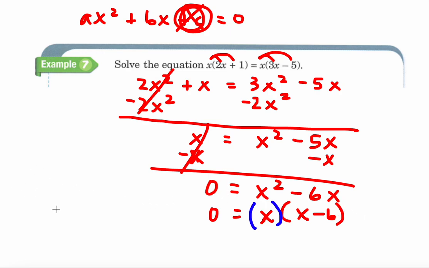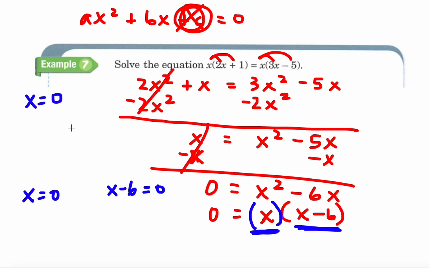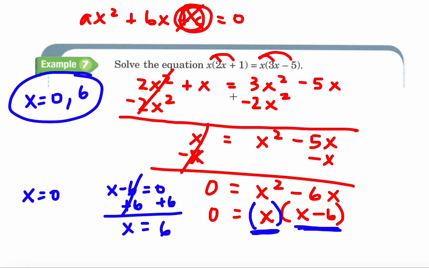I can set both of those equal to 0. X equals 0 for the first one right here. And then x minus 6 equals 0 for this term right here. This is a multiplication problem. X equals 0 is your first answer. And then add 6 to both sides for this one. You get x equals positive 6. So x equals 0 and 6. There you go. All done, because it was missing a c value.